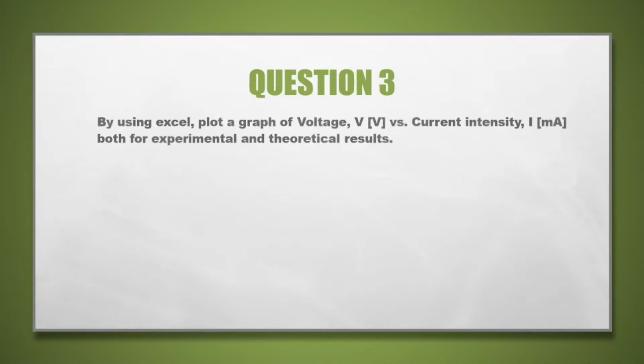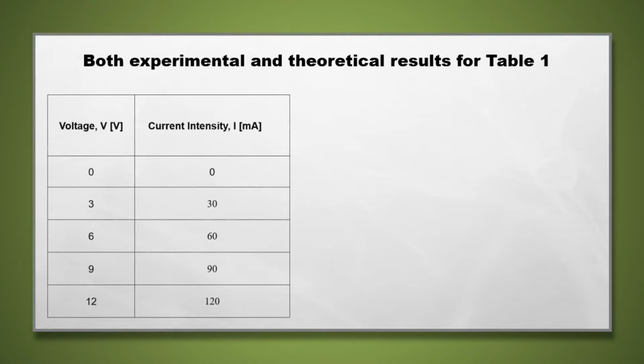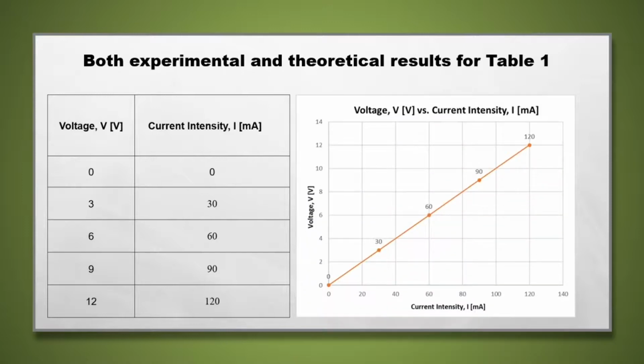Question 3. By using Excel, plot a graph of voltage V versus current intensity I, both for experimental and theoretical result. Both experimental and theoretical result for table 1 part A. This is the table for part A in table 1. The graph is directly proportional.